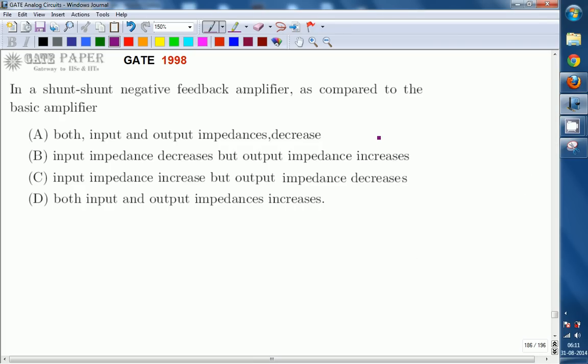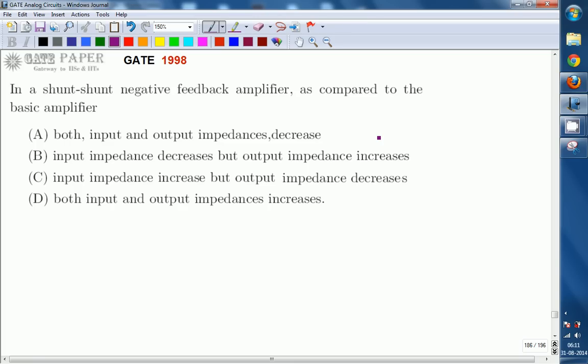Hello, we are discussing the GATE 1998 ECE paper, and this question is related to analog circuits. In a shunt negative feedback amplifier, as compared to the basic amplifier, what happens to input and output impedances? Both will increase, both will decrease, or one may increase and the other may decrease.